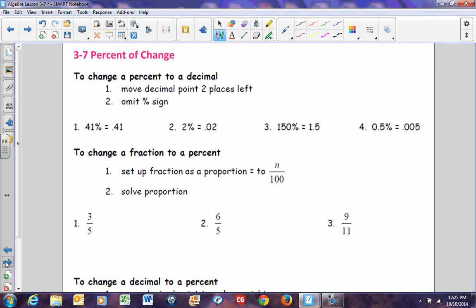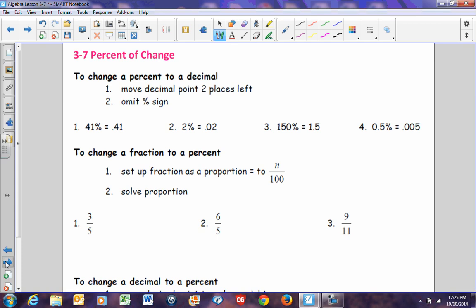Let's look at a few things about percent. To understand percentages, we have to go through the basics, things that you should have learned when you were younger about how to change a percent to a decimal, fractions to percents, etc. Here we go. To change a percent to a decimal, you're going to move the decimal point 2 places to the left and omit your percent sign.